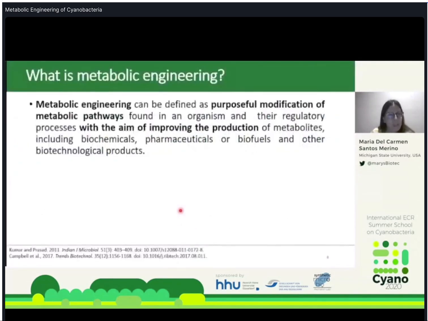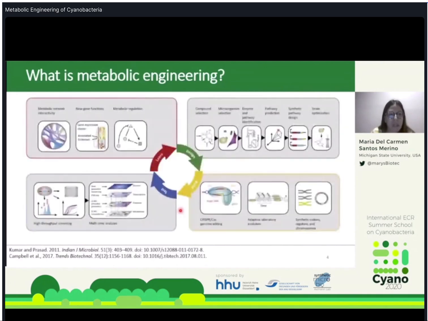What is metabolic engineering? Metabolic engineering can be defined as the modification of metabolic pathways, also the regulatory processes, with the aim of improving the production of metabolites. It could be biochemicals, pharmaceuticals, biofuels, or other biotechnological products. In this metabolic engineering process, we normally use a cycle that is composed of 4 steps.